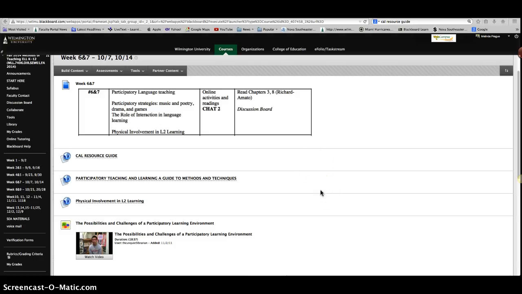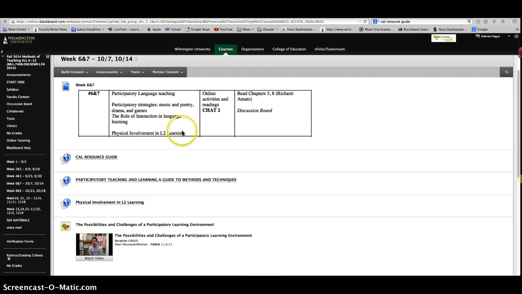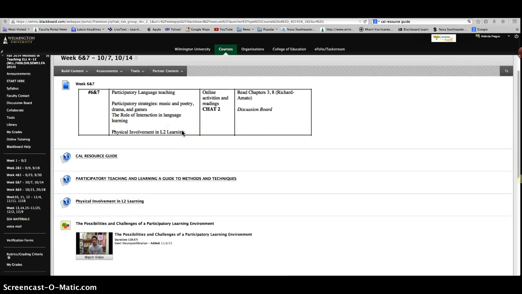of what you should be doing for week 6 and 7 or whenever you're ready to get to it. The focus at this point is on participatory language teaching and what kinds of strategies we can use, sometimes in the way of music, poetry, games, the role of interactive active learning, and then something that's rather interesting, physical involvement in L2 learning. So normally I have a chat at this point, but we don't need to do that.